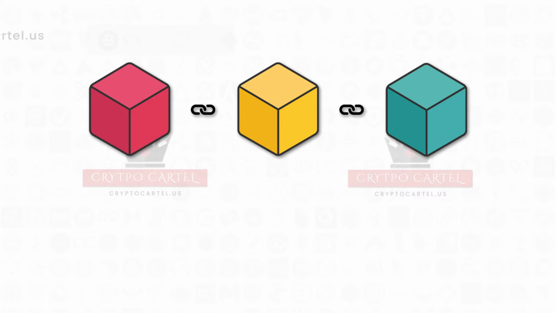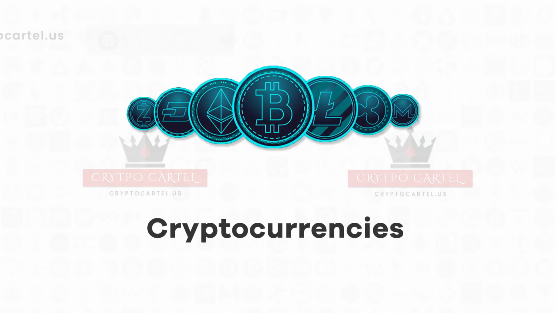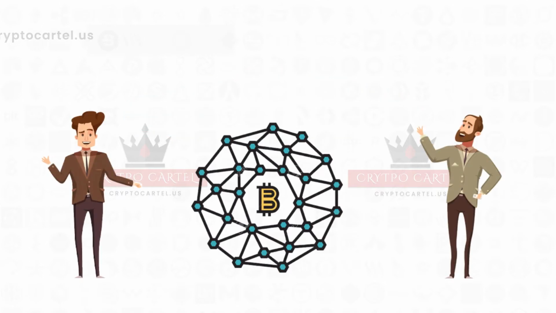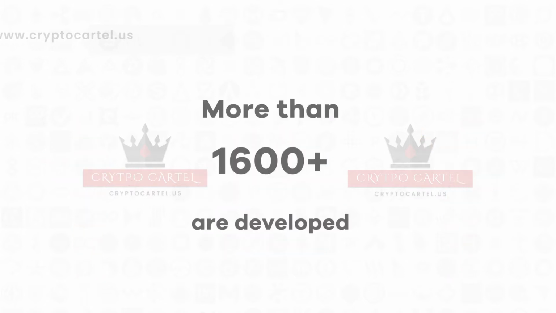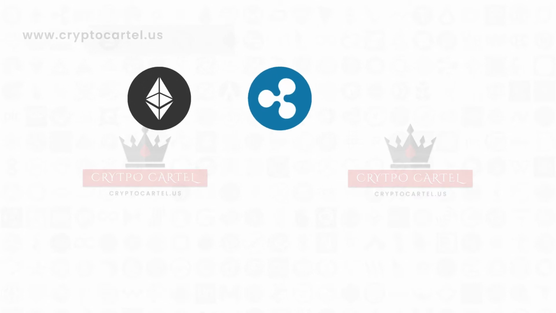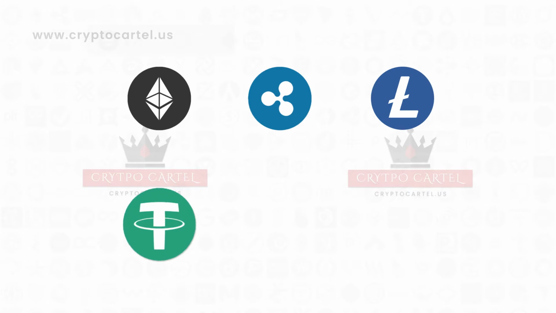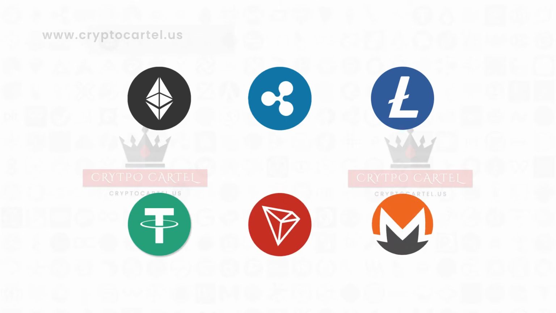First of all, let's take a popular topic you all know, that is cryptocurrencies. With the advent of Bitcoin in 2008, people could send and receive money to another person without a third party, that is, without a bank contribution. Since then, more than 1,600 cryptocurrencies have been created. Some of them are Ethereum, Ripple, Litecoin, Tether, Tron, and Monero.